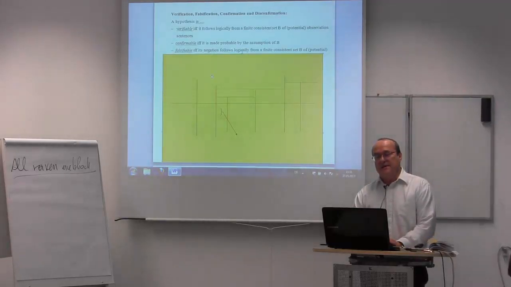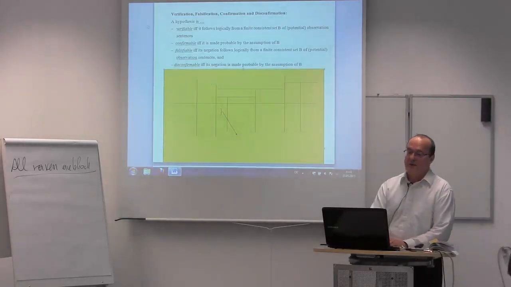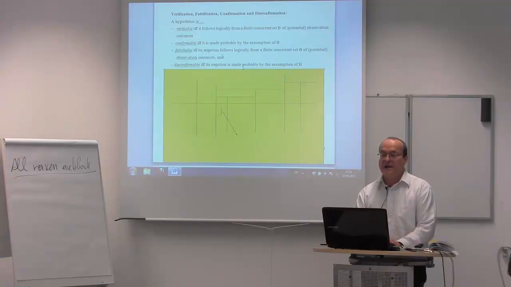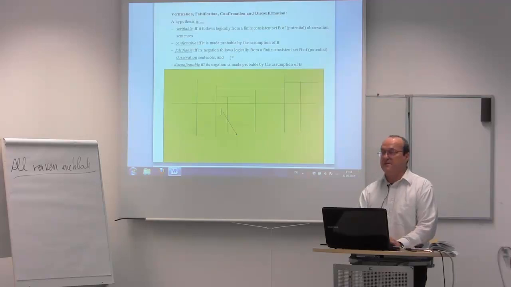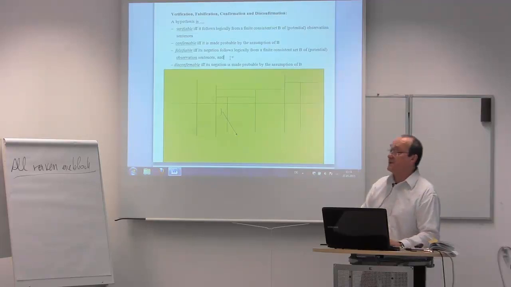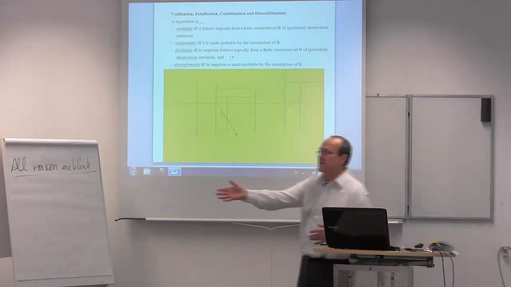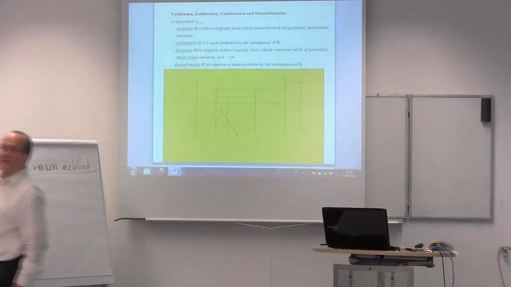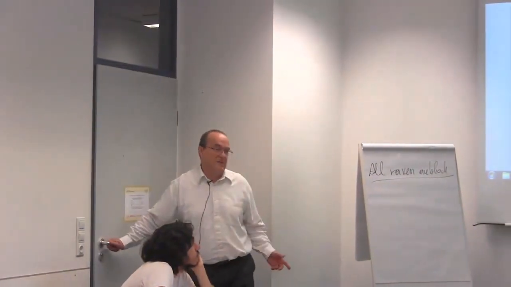The same can be made with falsification and disconfirmation. You say a hypothesis is falsifiable if its negation follows logically from a finite consistent set B of potential observation sentences, right? That is, falsifiable if the negation of the hypothesis follows. So in that case, I have falsified the hypothesis that there is a person in front of the door. Now it's falsified, right? I can do that.